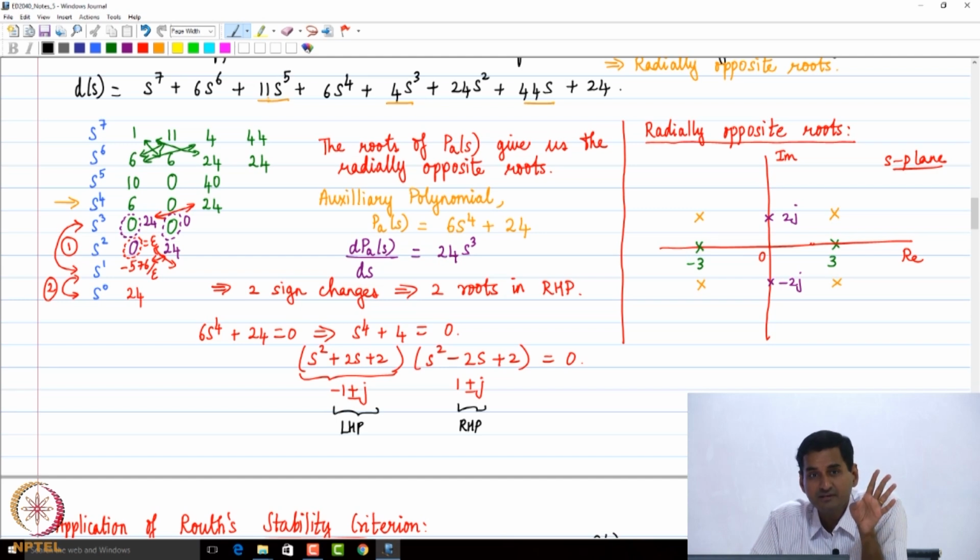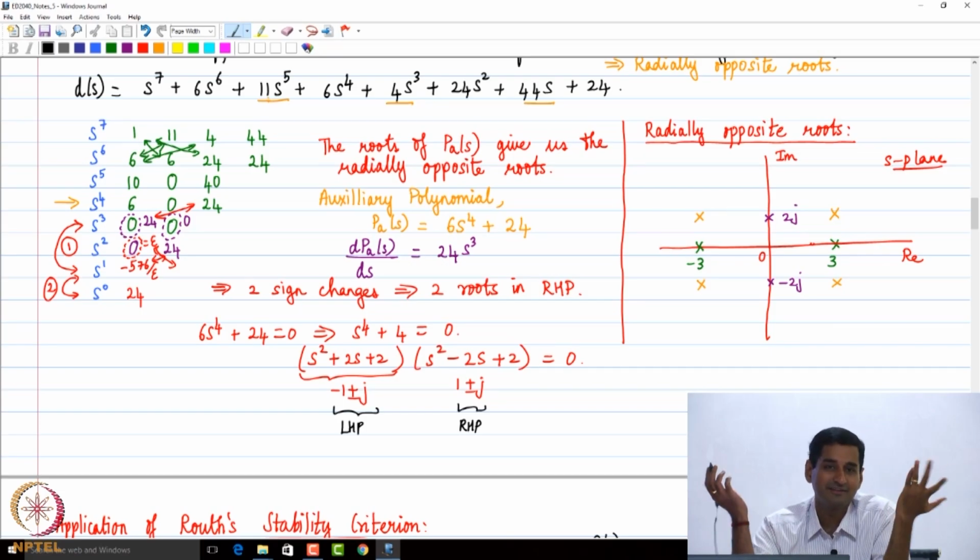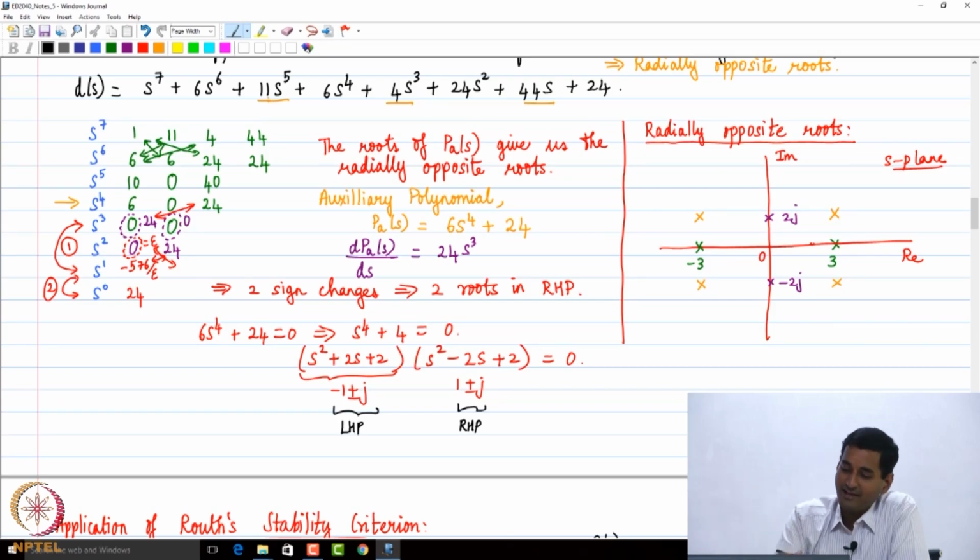7 roots, right? Totally there are 7 roots, 2 roots in the RHP. Remaining 5 roots in the LHP, out of which 2 are minus 1 plus or minus j. I don't know about the other 3, okay? Yeah, but of course I can write here, since I know the answer. So now I'm going to write the roots: minus 1, minus 2, minus 3, minus 1 plus or minus j, 1 plus or minus j, okay, like so.